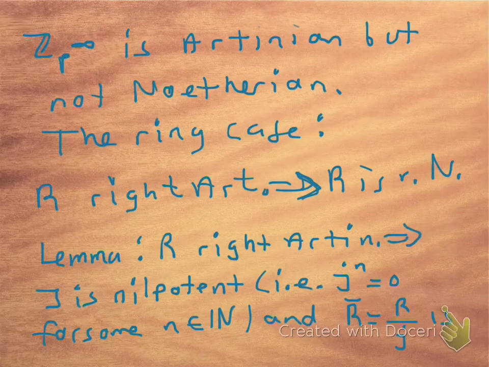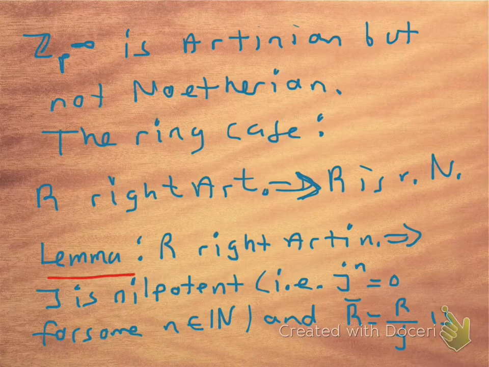Before we can establish the ring case, let's prove a lemma, actually a couple of lemmas. The first lemma is the following. If R is right Artinian, then the Jacobson radical is nilpotent, in the sense that J^n is equal to 0 for some natural number n. And the factor ring R bar, which is defined to be R over J, is semisimple in the Wedderburn sense.